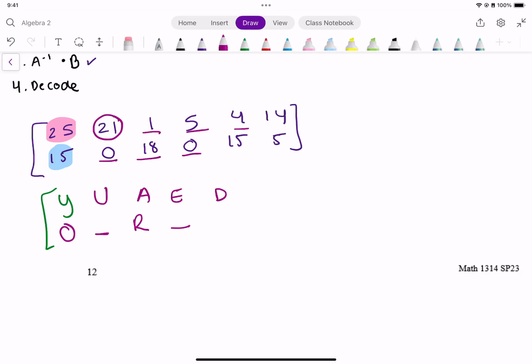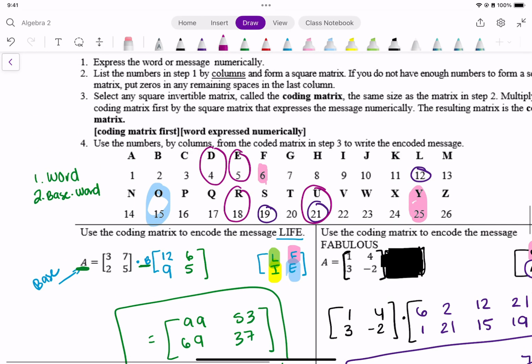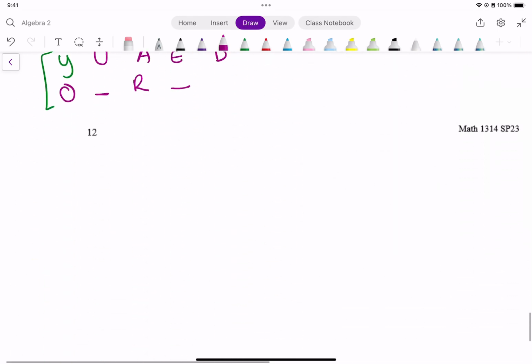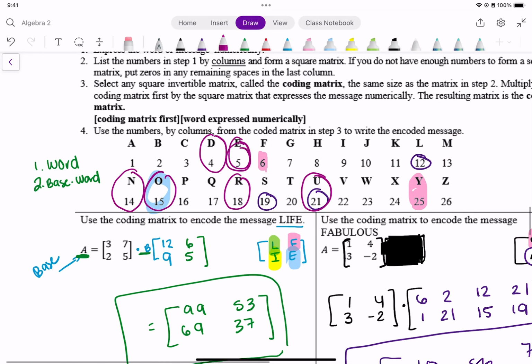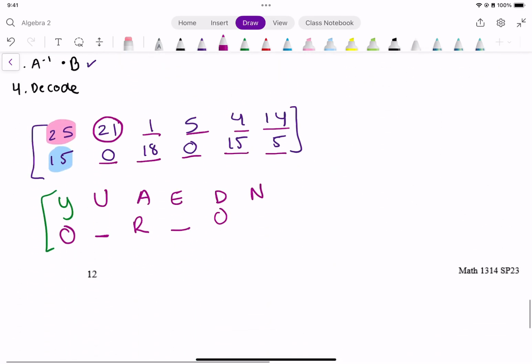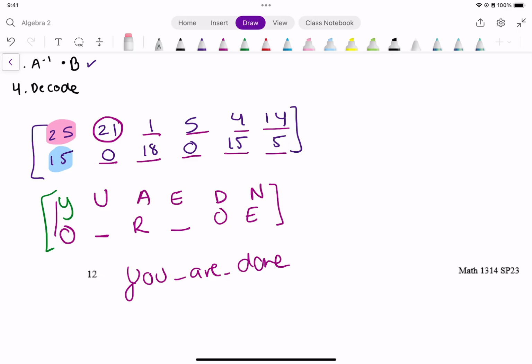There we go. Now we need 15 and 14. Okay, so 15 is O and 14 is N. O N. And then lastly we need letter number 5. So letter 5 is E. Okay, and we have E. Okay, and that says, remember we read it down. You are done. Okay, and that is it for 6.4.